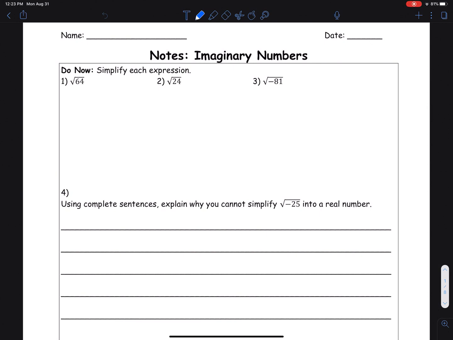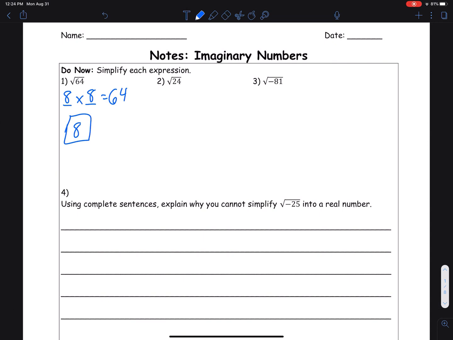So number 1, the square root of 64, well, that's asking us what times what is going to give us 64, and those both need to be the same number. That would be 8 times 8. So the square root of 64 is 8.